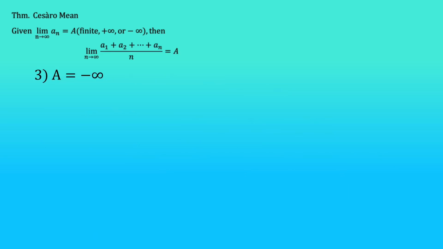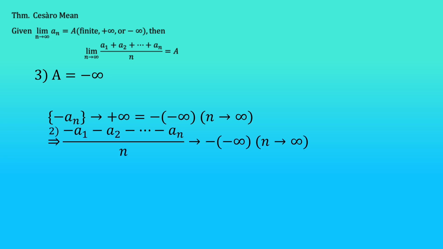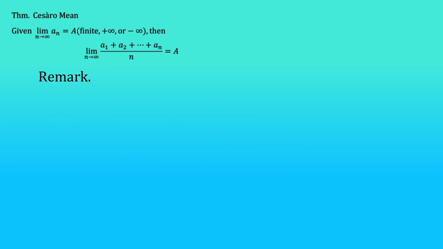Finally, since we have covered the case where a is plus infinity, the case of minus infinity is similar. We can transform this case into the plus infinity case. When a equals minus infinity, it's clear that the sequence minus a_n diverges to plus infinity. Following our previous discussion, (minus a_1 minus a_2 minus on and on minus a_n) over n also diverges to plus infinity, which equals minus the mean of a_n going to plus infinity. Removing the negative sign on both sides, we arrive at the conclusion.